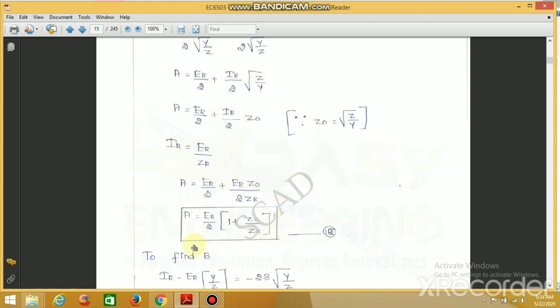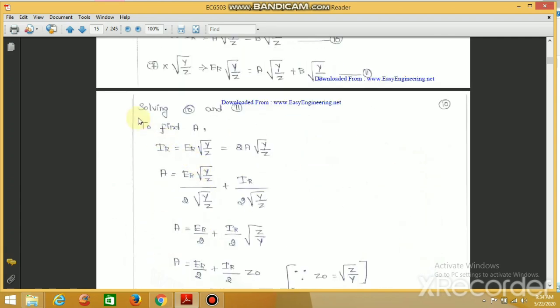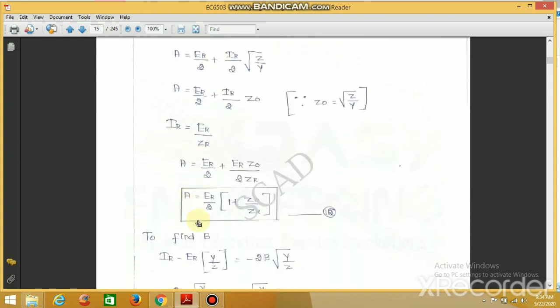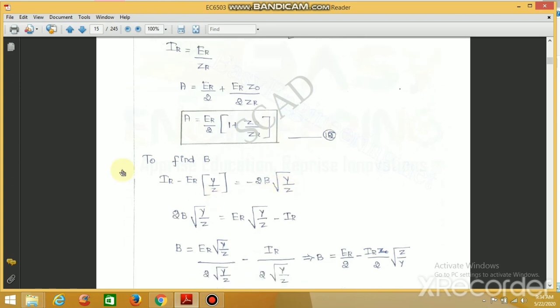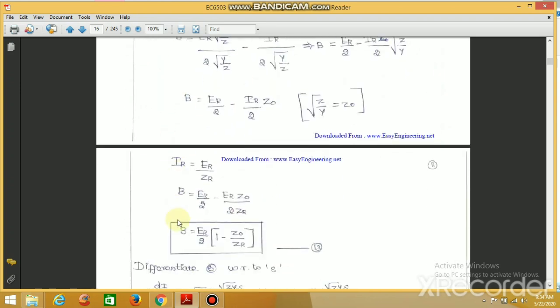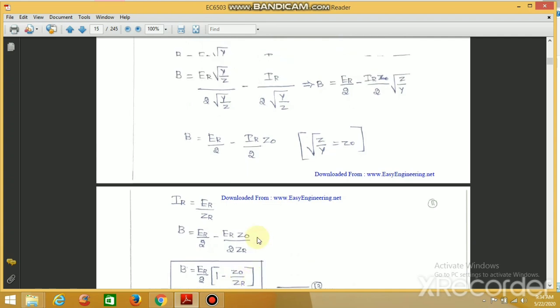and you can write this particular answer. You can just write solving 10 and 11, we'll be getting A is equal to ER by 2, 1 plus Z0 by ZR. Similarly, B can be calculated as B is equal to ER by 2 into 1 minus Z0 by ZR. Because these derivations, especially for calculating 12 and 13, will be time consuming if you write them all, and enough pages will not be provided.